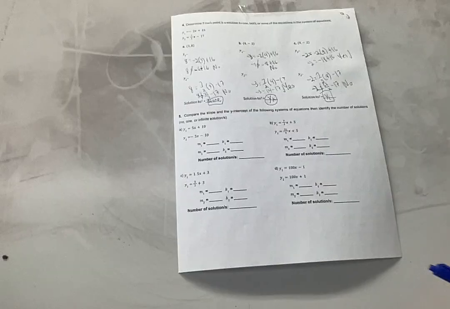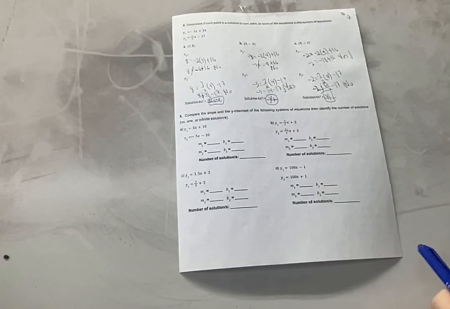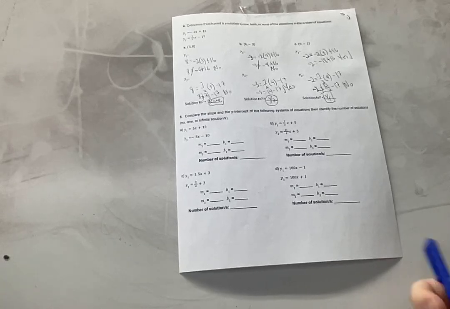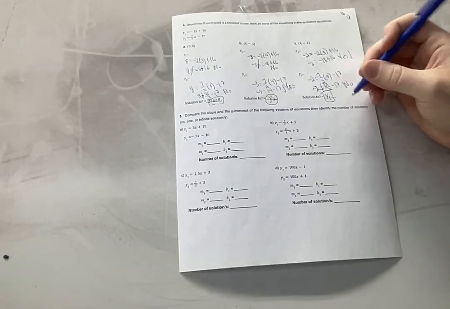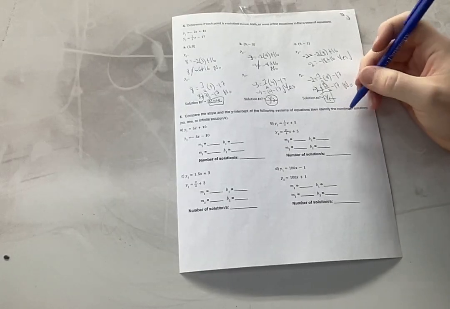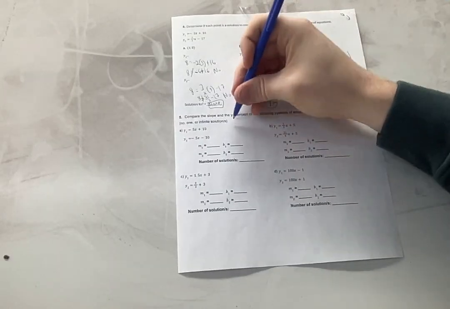For number 5, compare the slope and the y-intercept of the following systems of equations, then identify the number of solutions. So remember, the key here is that we remember what warrants a certain number of solutions. So let's just write it down here.